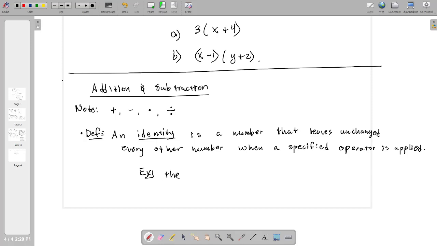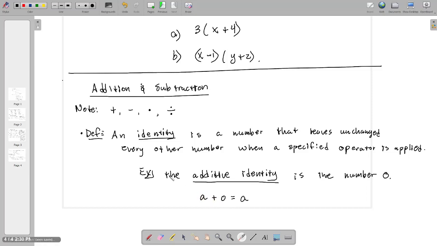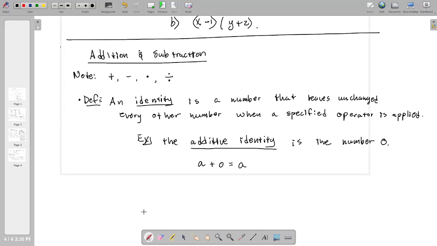the additive identity, notice that I specify additive, meaning we're talking about the operation of addition, is the number 0. Why is that? Well, a plus 0 is always going to yield a. No matter what a is, 0 doesn't change the value of a when you add them. So under the operation of addition, the number 0 doesn't change any other number. So it's called the additive identity. Maybe think on what the multiplicative identity will be. We're going to get to that in a bit here.